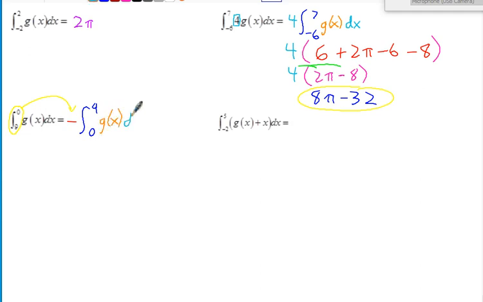So just keep a close look out for any ones that are in the wrong order, where the larger number is on the lower limit and the smaller number is on the upper limit. Flip it and make it the opposite sign.